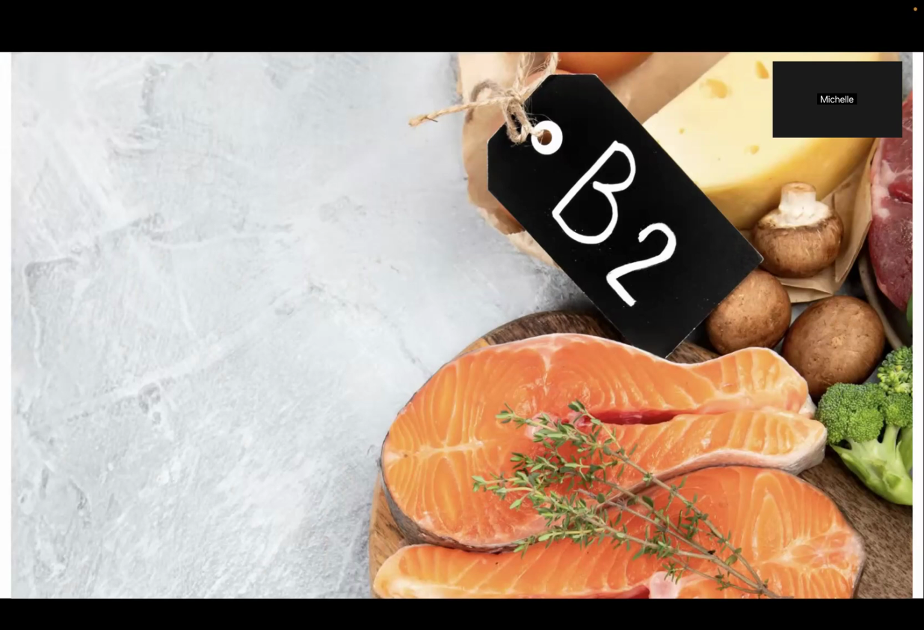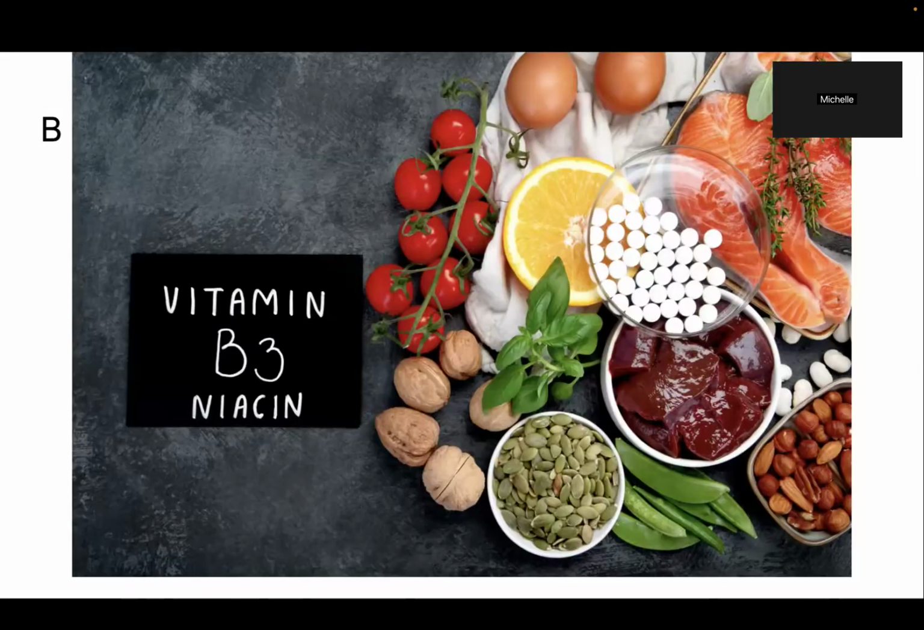B2 is a part of the coenzymes FMN and FAD, which assist in nutrient metabolism. The food sources: milk products, whole grain, fortified or enriched grain, and liver. RDA for men, 1.3 milligrams per day. Women is 1 milligram per day. Deficiency is ariboflavinosis, this one I cannot say. Symptoms include growth failure, ichthyosis, angular stomatitis, and magenta tongue.